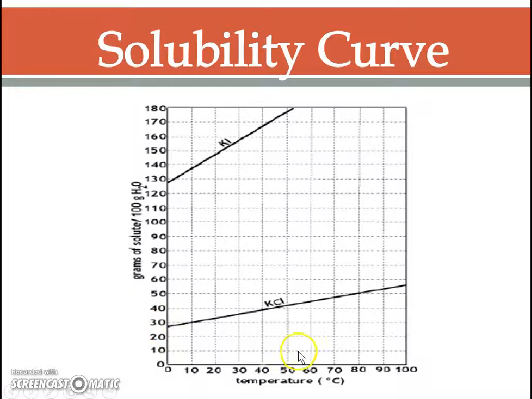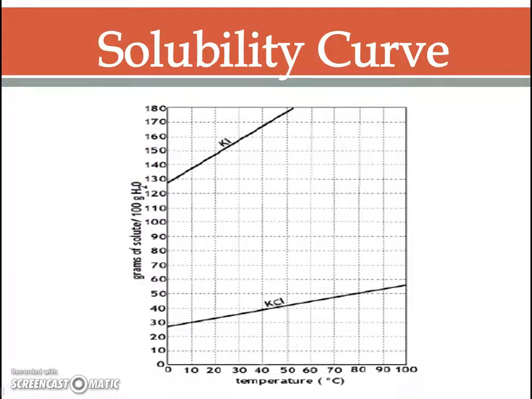So let's say if we have water that is at 50 degrees Celsius, for potassium chloride, that's about 40 grams of potassium chloride in 100 grams of water. So we're basically just looking at the chart and being able to read it. We also have, let's look at 20 degrees Celsius and potassium iodide. That's more in the range of 148, 147 grams of potassium iodide per 100 grams of water.